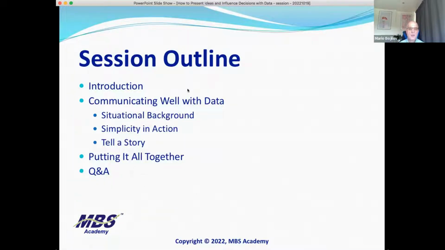So today we'll talk about how can we communicate well with data. We'll look at things like situational background. We'll talk about simplicity in our presentations, and we'll also touch on storytelling at the end. I will also show you something that I put together, how you can actually combine all of the things that we'll be talking today or that we're teaching in our course in order to actually get a good presentation that hits the mark.